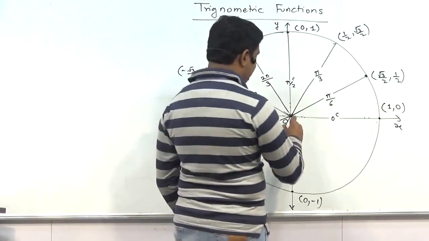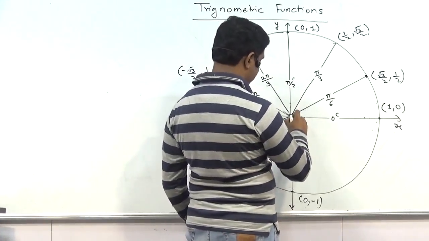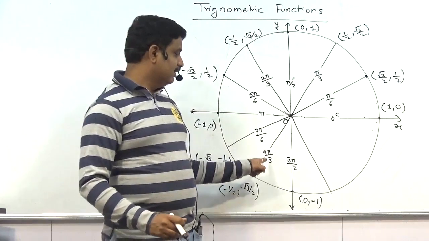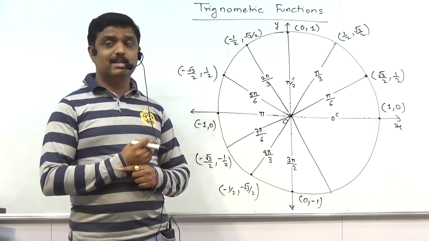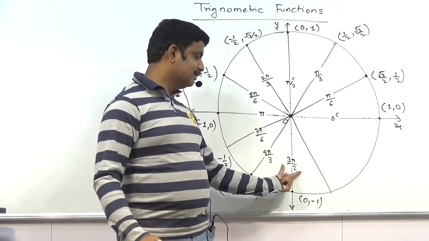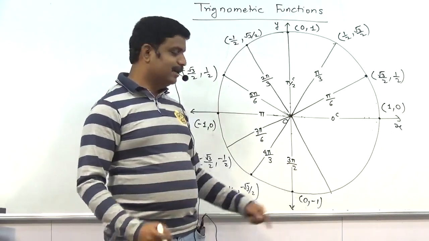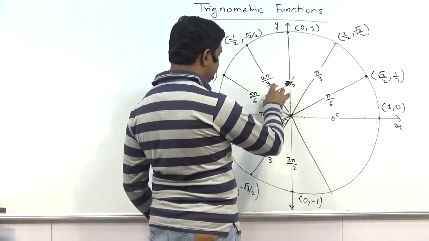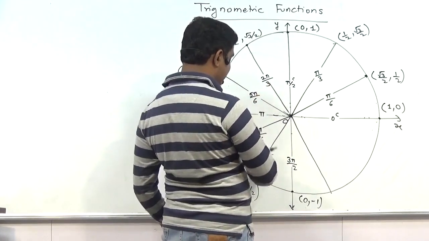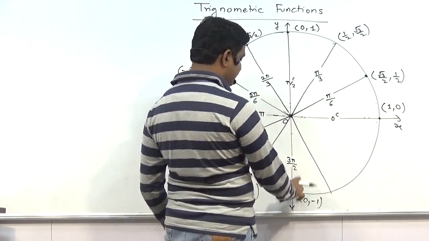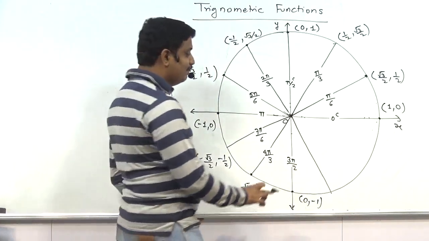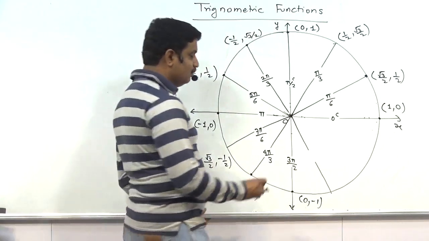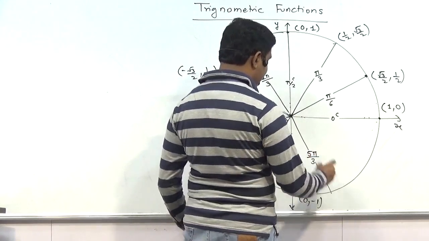What will be the next angle? 9 pi by 6, which is 3 pi by 2. Are you getting this? Pi by 6, 2 pi by 6, 3 pi by 6, 4 pi by 6, 5 pi by 6, 6 pi by 6, 7 pi by 6, 8 pi by 6, 9 pi by 6, which we have already covered. 10 pi by 6, 300 degrees.